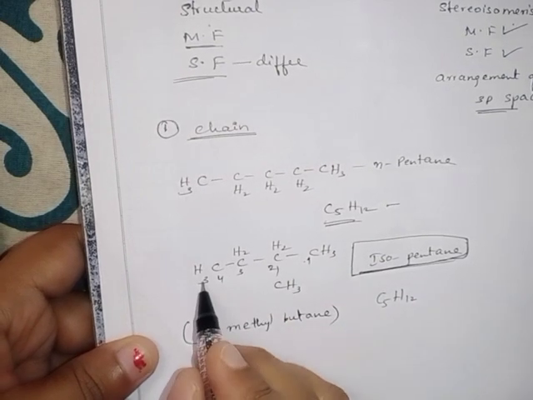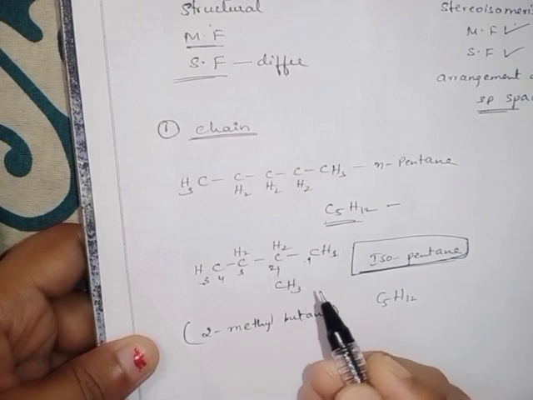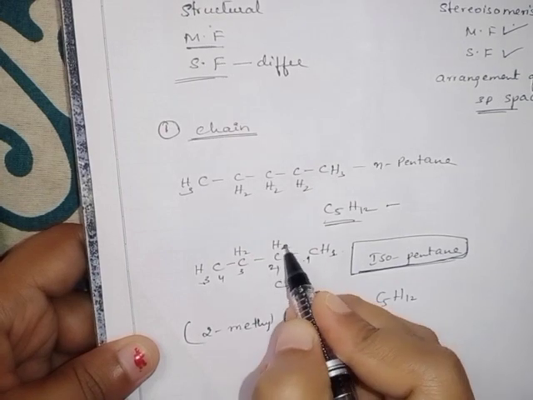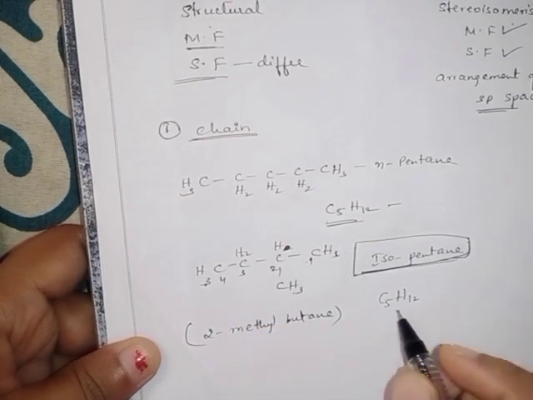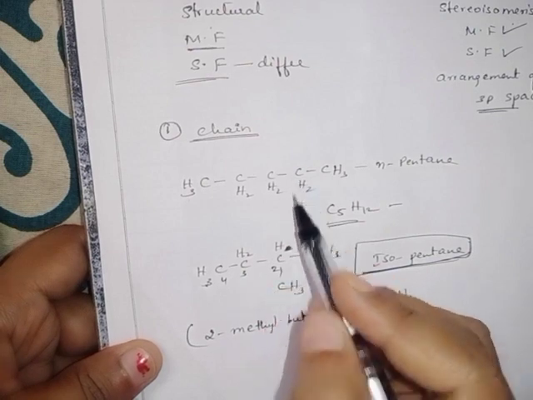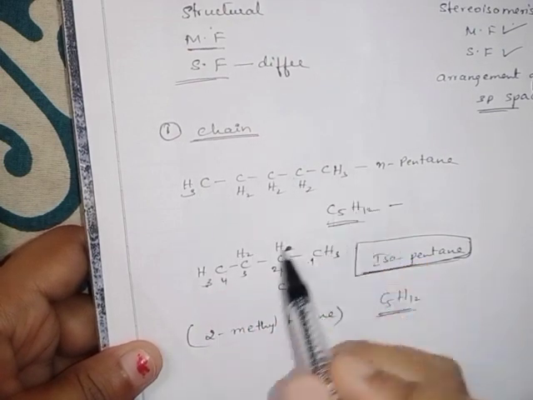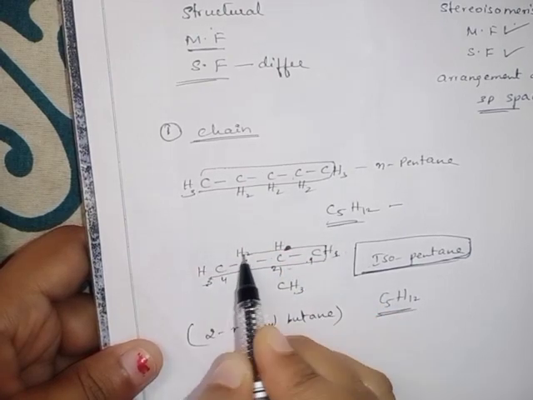See, this formula is also C5H12. The molecular formula is the same, but both structures are different. And see the chain length: here it is a 5-carbon chain, and here it is a 4-carbon chain.